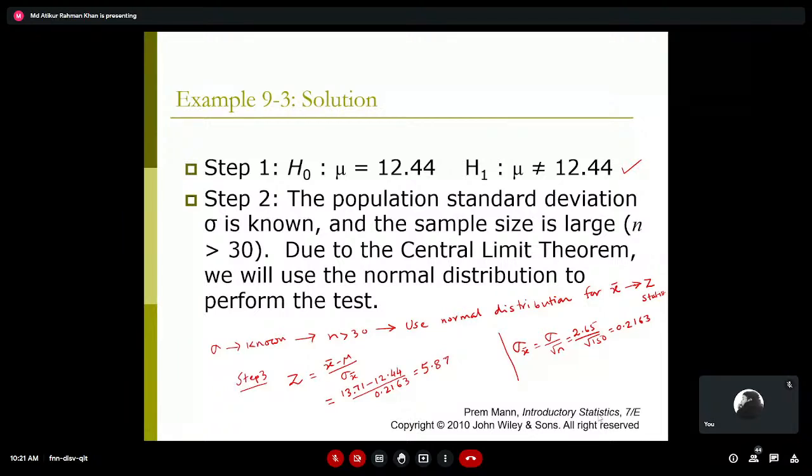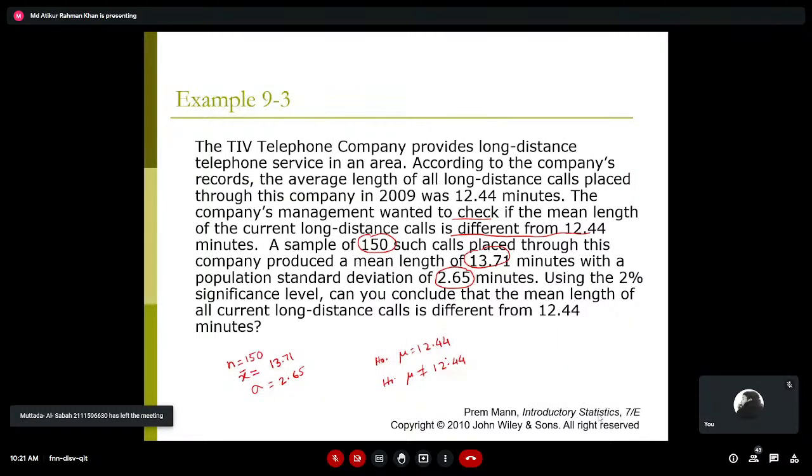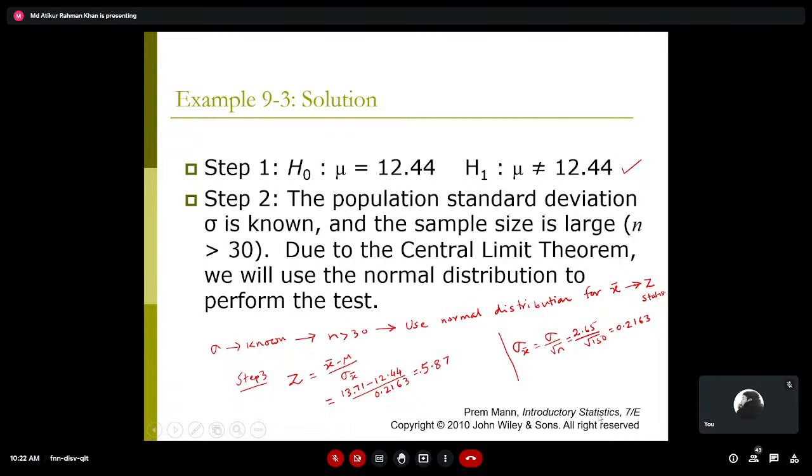Now, what we did in the previous problem, we followed the p-value approach, and so we calculated the probability. In this problem, we are going to use the critical value approach. Using a 2% significance level, can you conclude that the mean length of the current long distance calls is different from this minutes? So you are asked to test like that. That is how we defined the alternative hypothesis. So this is a two-tailed test, and we are going to use the critical value approach. So how to do that?